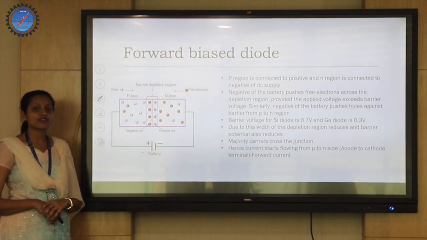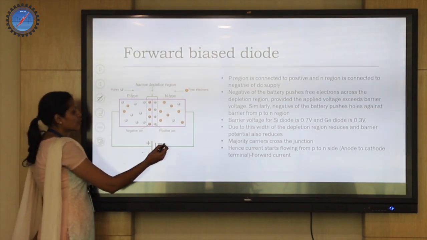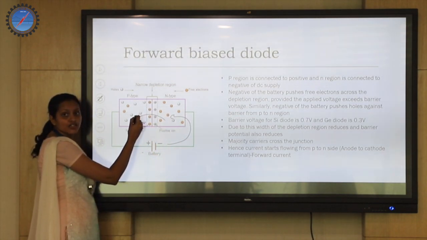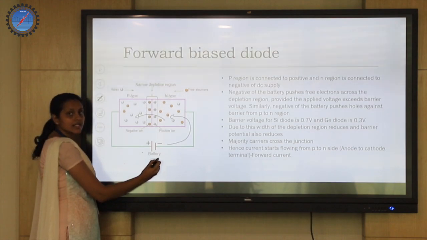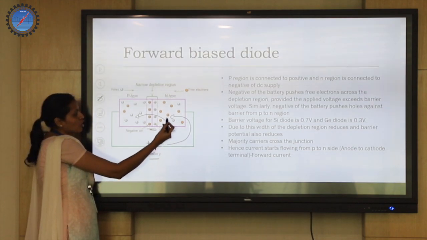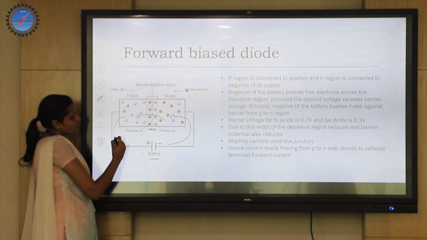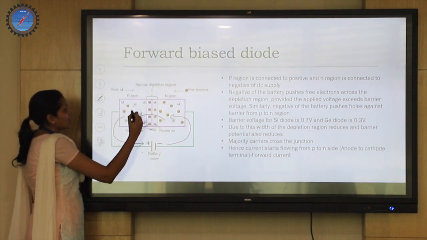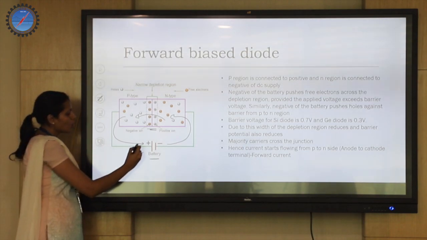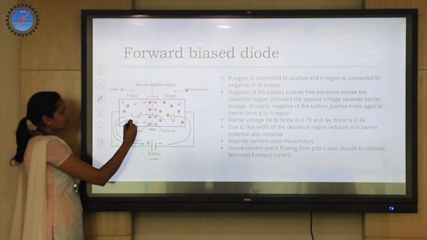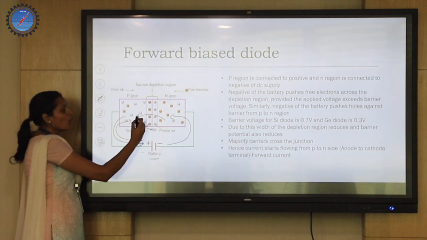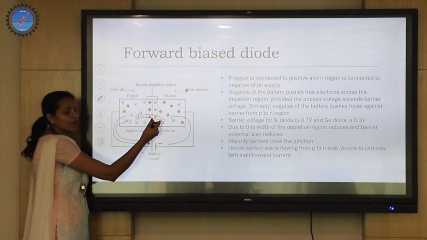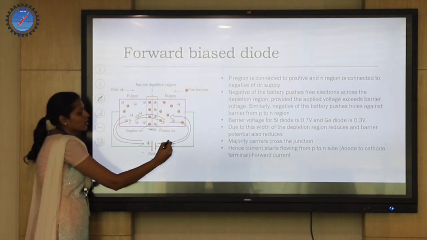So how is the movement of charge carriers? Electrons move from this side and cross the junction, provided this potential is greater than the barrier, then flow back to the battery. Whereas, how are the holes moving? Holes move from positive, they are repelled here, and the holes cross the junction because you have applied a greater potential here than the barrier, then they move back to the battery.